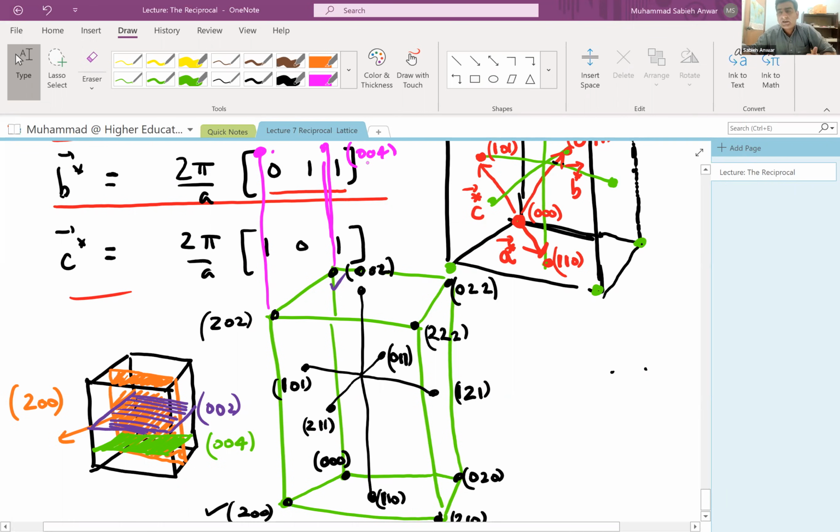And the key point here is that if I took a body centered unit cell in the direct space, in the reciprocal space, the unit cell will be face-centered. And in homework number 3, I'll give a problem that if you start off with a face-centered unit cell in the direct space, in the reciprocal space, its unit cell will be body-centered.